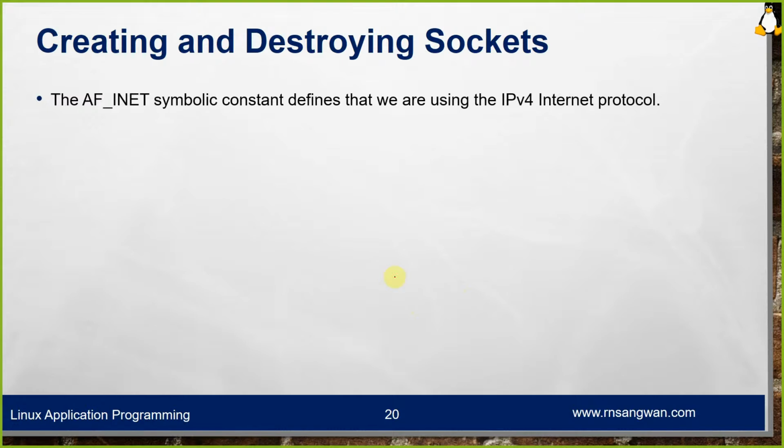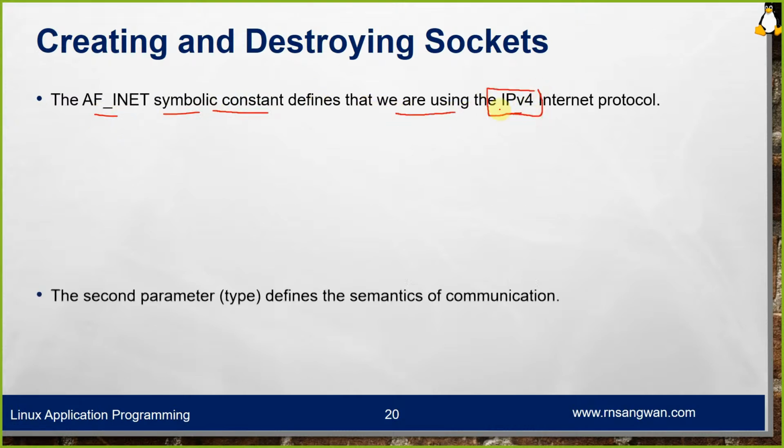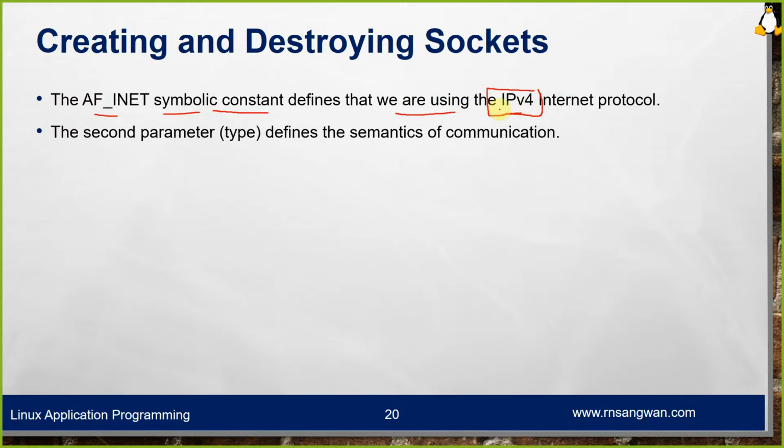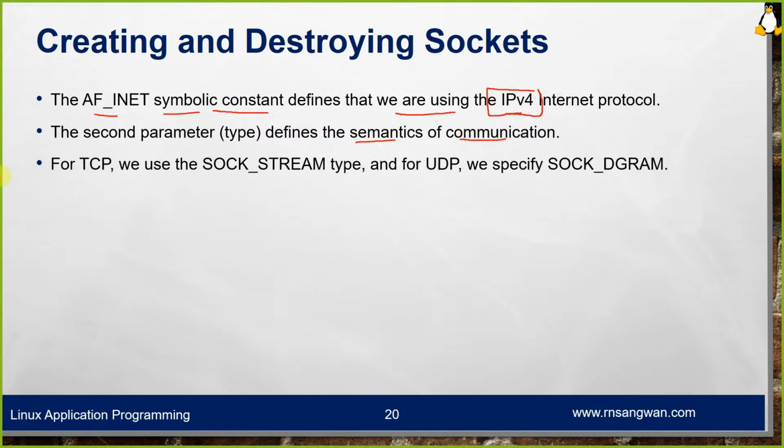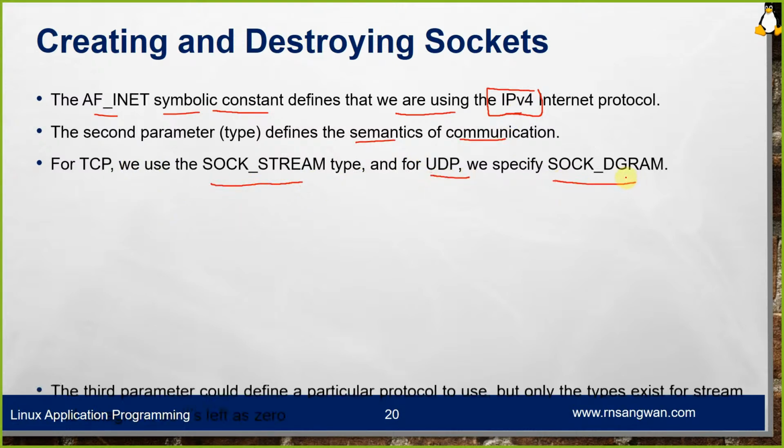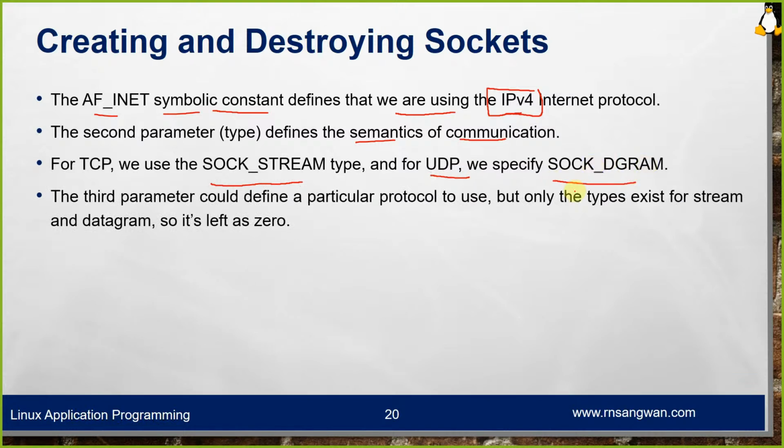The AF_INET symbolic constant defines that we are using the IPv4 internet protocol. The second parameter, type, defines the semantics of communication. For TCP, we use the socket stream type. For UDP, we specify socket datagram. The third parameter could define a particular protocol to use, but only the type exists for stream and datagram, so it is left as 0.